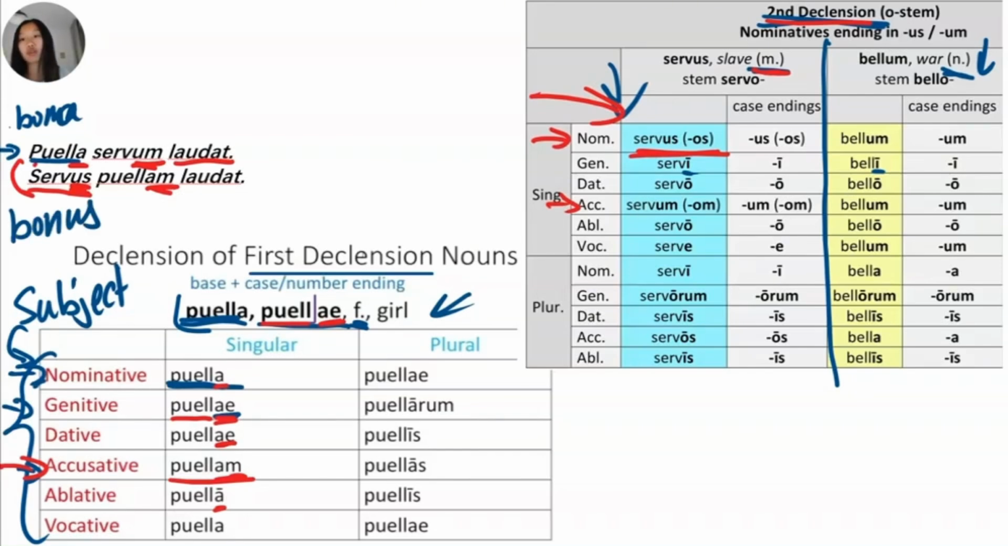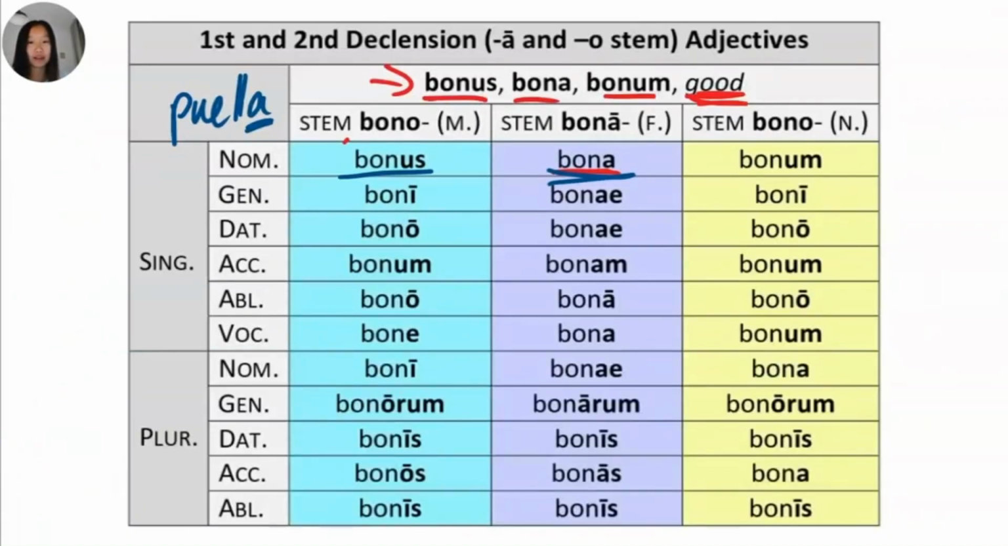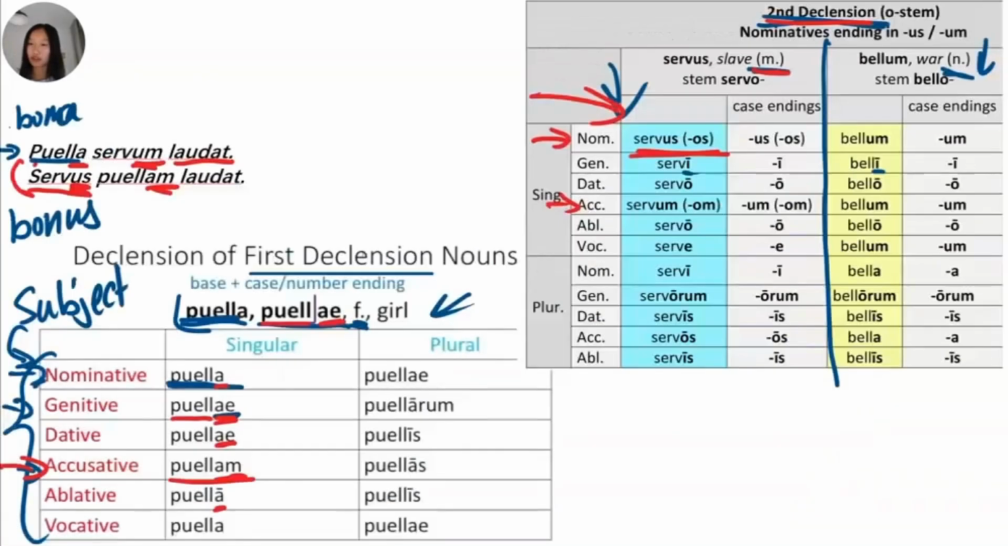Or if you want to say a good slave praises the girl, then it would be bonus servus, right? Because you can see here, bonus is the nominative singular of the masculine case in the second declension in this case.